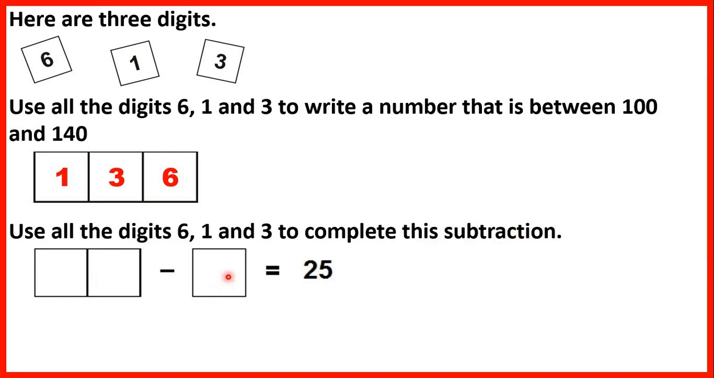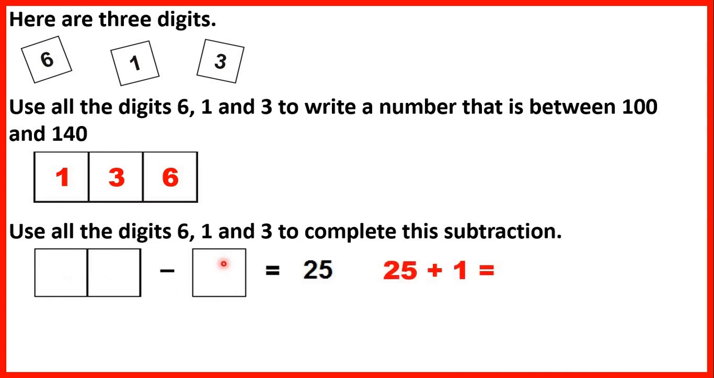Now use all the digits 6, 1 and 3 to complete this subtraction. So something minus something is 25. Now subtraction problems can be read backwards as addition problems. So 25 plus this number here will give us this number here.